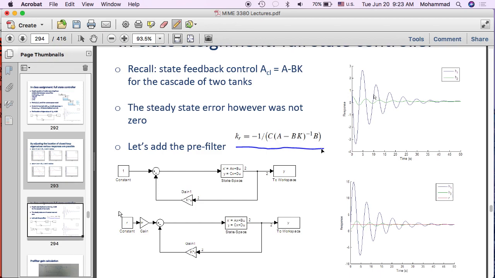But why this number? Where does this come from?